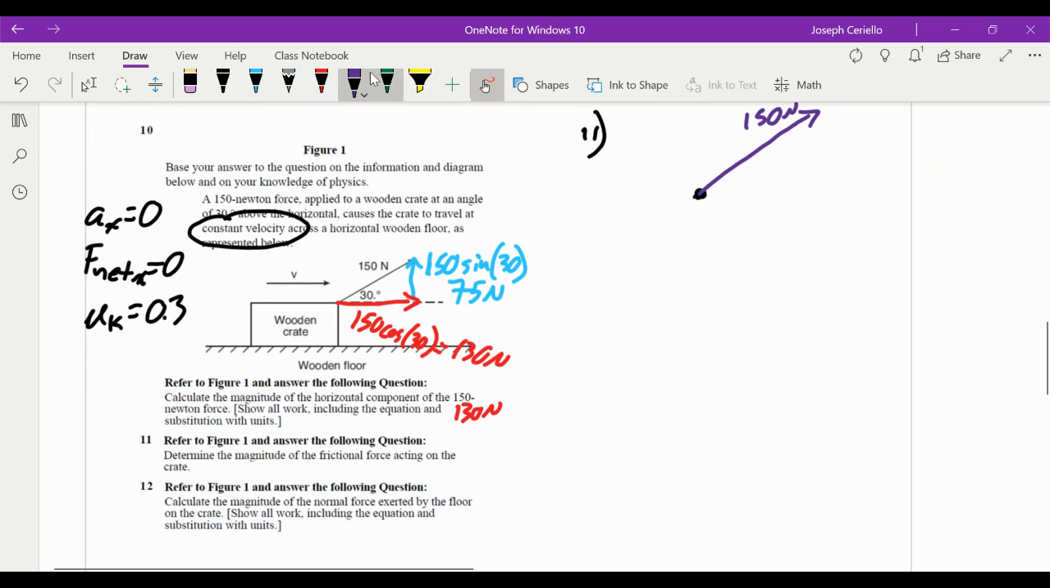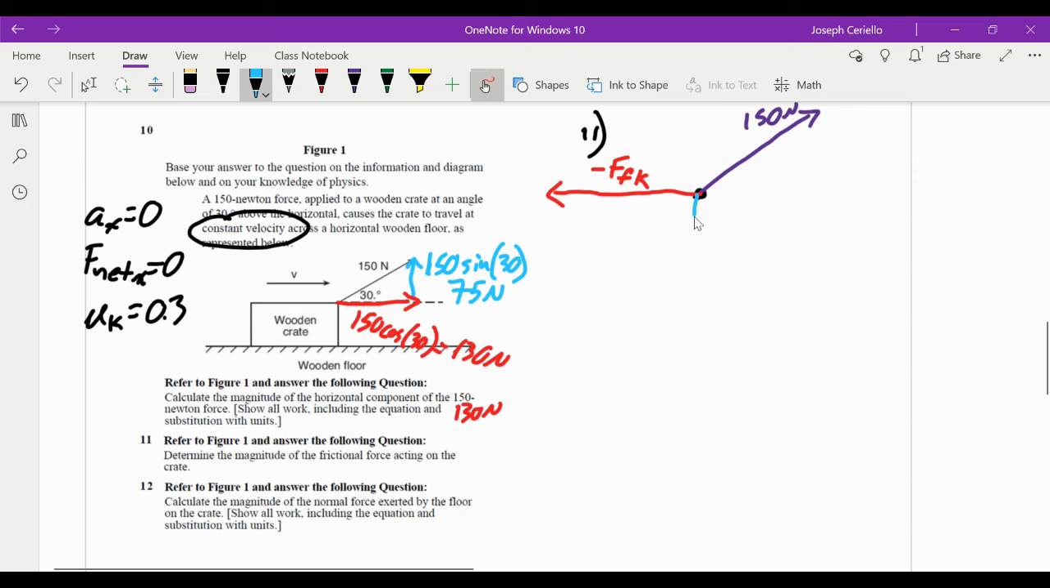Okay, that's a force acting on this crate. We have friction. Friction always opposes motion. Since it's moving to the right, friction will have to point to the left. Some people ask, well, why doesn't friction point down into the left? Well, friction opposes motion, not necessarily the applied force. So since it's moving to the right, friction points to the left.